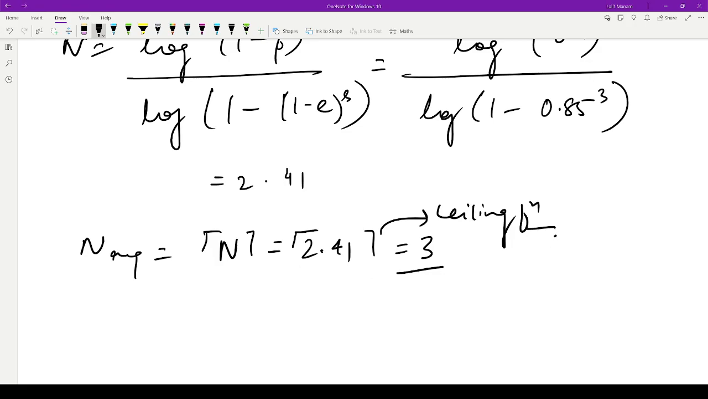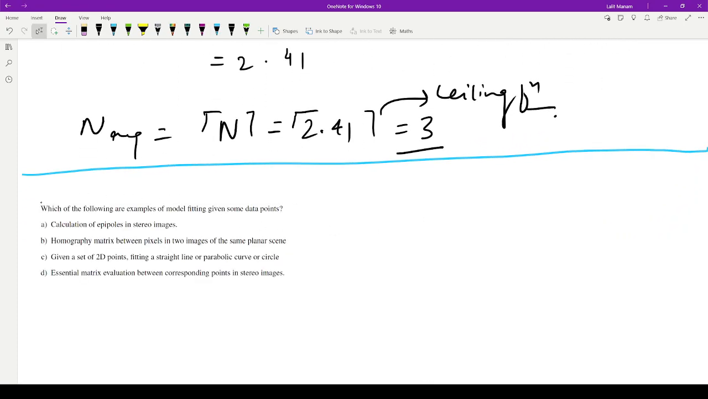Okay, what more is there? Let me see. Oh, nice. This is a nice question in the sense that it will test understanding of this week's lectures, the broad idea. Which of the following are examples of model fitting given some data points? Calculation of epipoles in stereo images. Is it a model fitting problem?